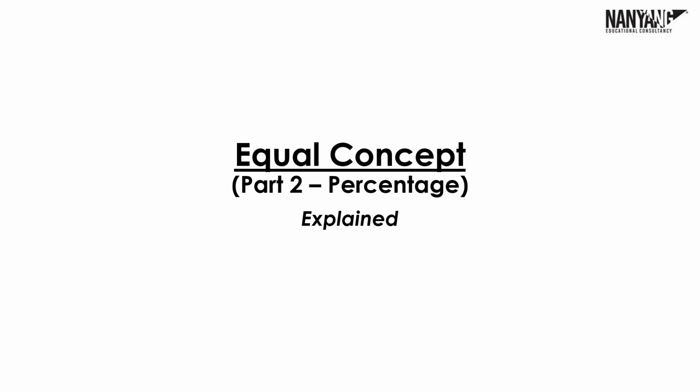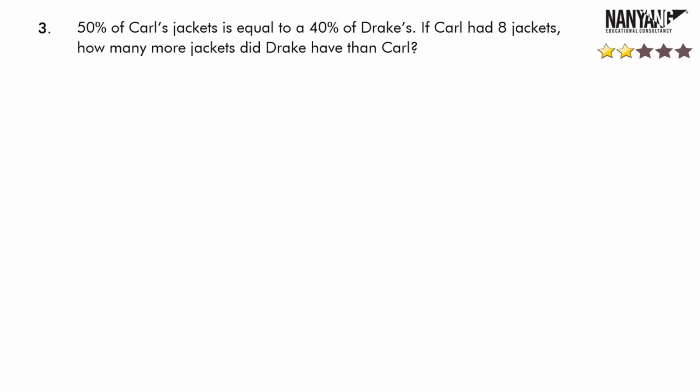So now let's attempt a slightly tougher question. 50% of Carl's jacket is equals to 40% of Drake's. Carl had 8 jackets, so how many more jackets did Drake have than Carl? Feel free to pause the video and attempt the question. You can resume once you're ready.